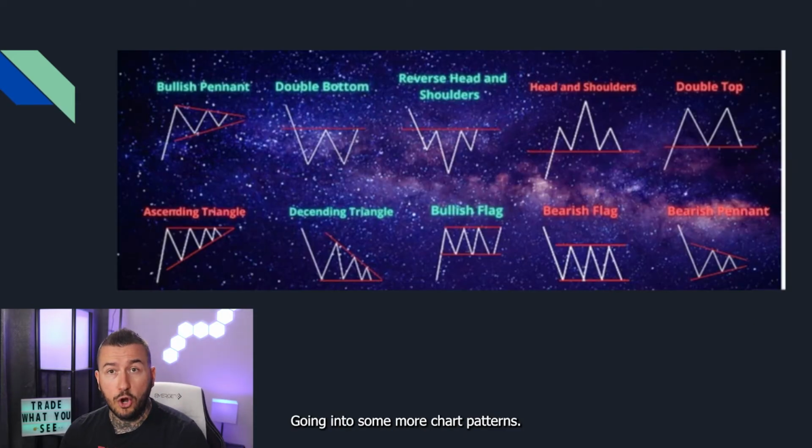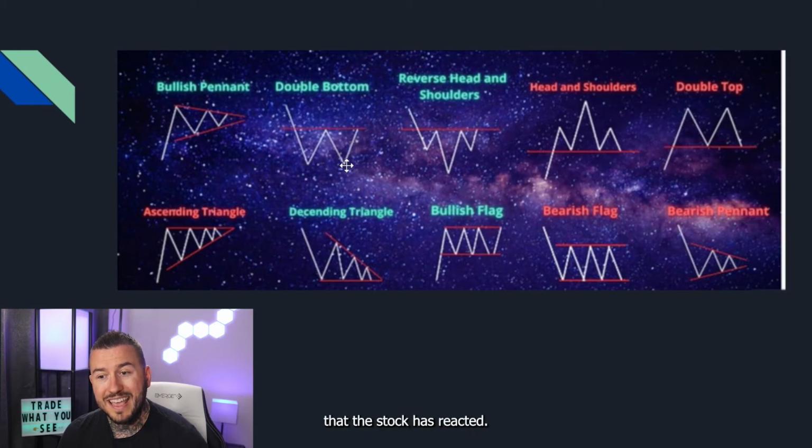Going into some more chart patterns, okay? Bullish pennants, ascending triangles, double bottoms. Some people call these double bottoms. I like to call it the George W because it creates a W on the chart. This is a beautiful setup to take because it shows that the stock has reacted off of support twice in the same area. It's not always the same area, but sometimes it can be. Perfect to get in on the second double bottom, or perfect to get in on the second double top.